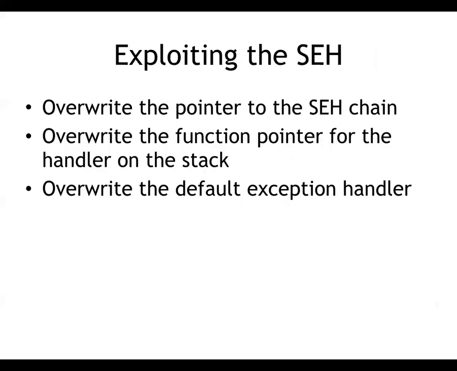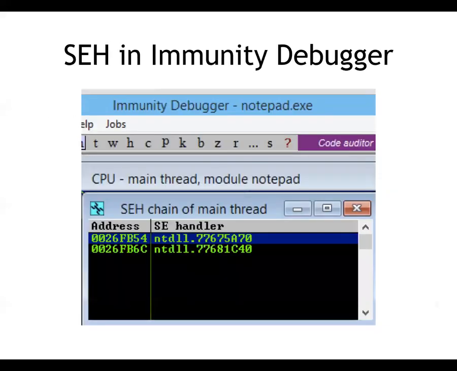So you can exploit the exception handler. If you have the ability to overrun something and you're able to change the exception handler, which is what happens with buffer overruns in Windows frequently, then you can change these pointers to point to code you want to execute and then cause an exception.